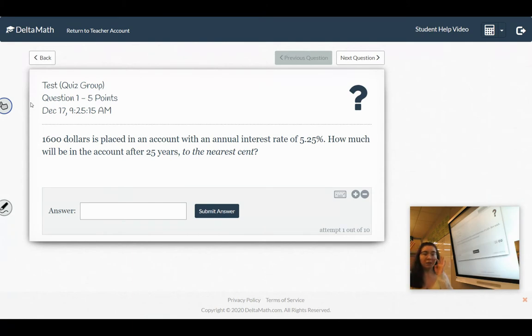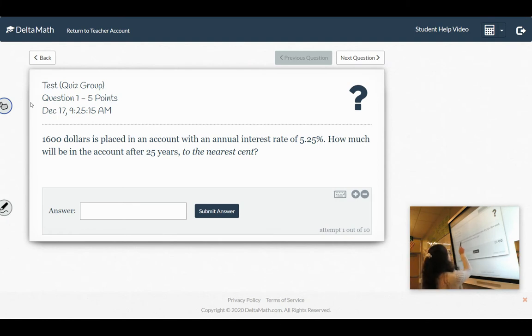I'll only do one of these because 3 of them are all the exact same. So there's no point in me going through 3 questions for the same work. But we'll take a look at one of these first. So this one is that we have $1,600 placed in an account with an annual interest rate of 5.25%. How much will be in the account after 25 years to the nearest cent?